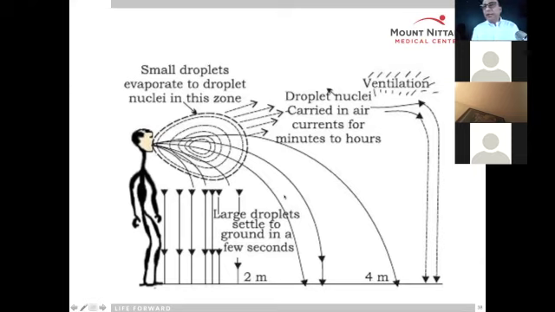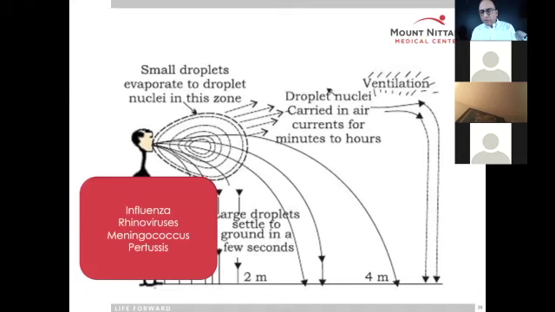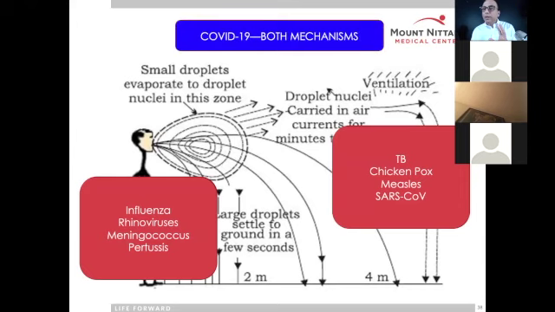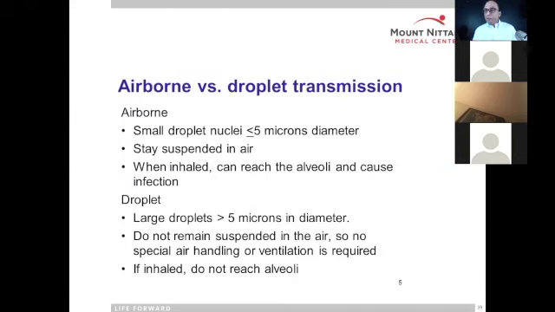Okay, so back to our preventive 1 or 2 slides. We've already shown this slide. As a reminder, real quick, small droplets: influenza. The smaller airborne technique of spread: TB, chickenpox, measles, and COVID-19 by both mechanisms. So why is this important to repeat? Because we are about to talk about the preventive techniques.